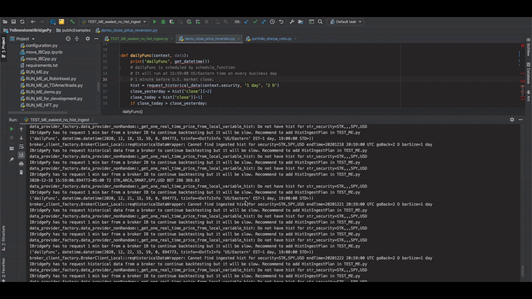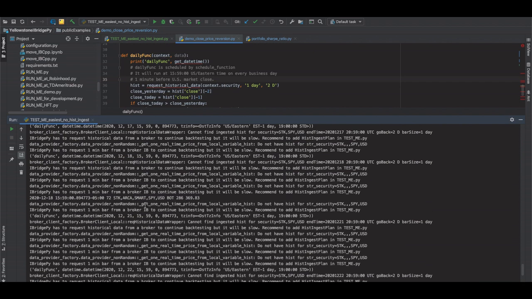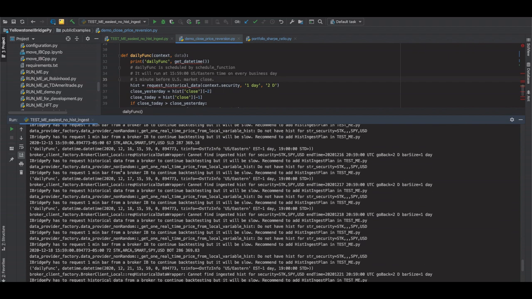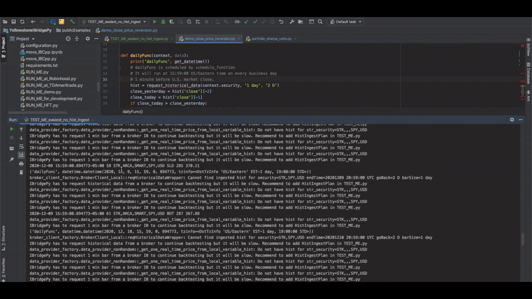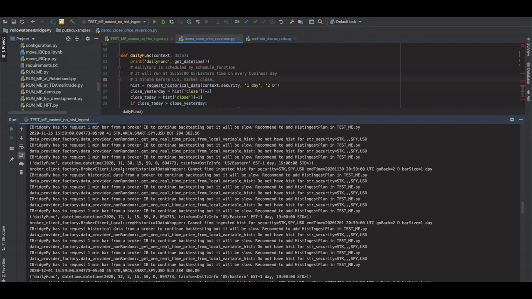Backtester stopped and there's no error. We can take a look at the message. Not an error message, but a warning message here. It says, IBridgePy has to request 1 minute bar from broker IB to continue backtesting, but it will be slow. Recommend to add hist ingestion plan. And if we go back to see if there are any other messages, pretty much that's the one we are provided.